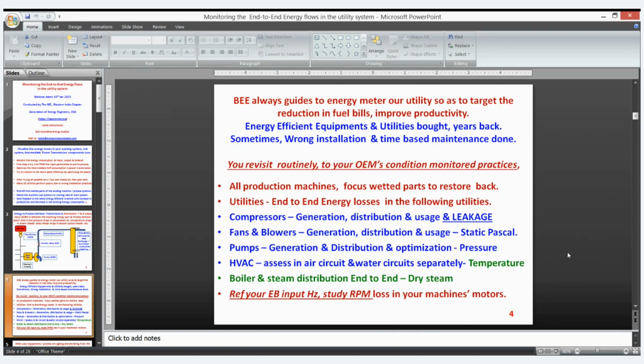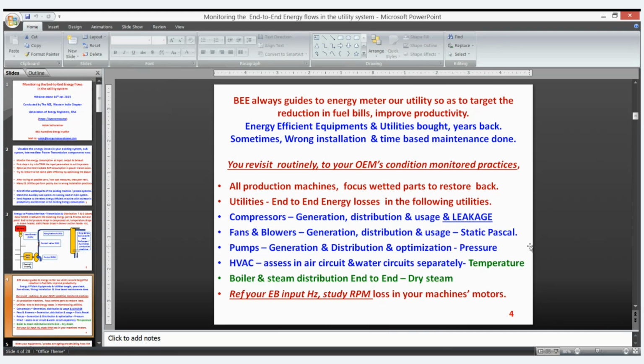Then on the utilities, end-to-end energy losses in the following utilities. Let us say the compressor: what is it on the generation, what is it on the distribution, what is it on the usage. And the leakage is a big area. It's a white elephant. In some of the industries it is more than 30%, in some less than 10%. This can be reduced by monitoring it and curbing the usage and leakage. Optimizing usage and reducing leakage is more important now in many of the industries.